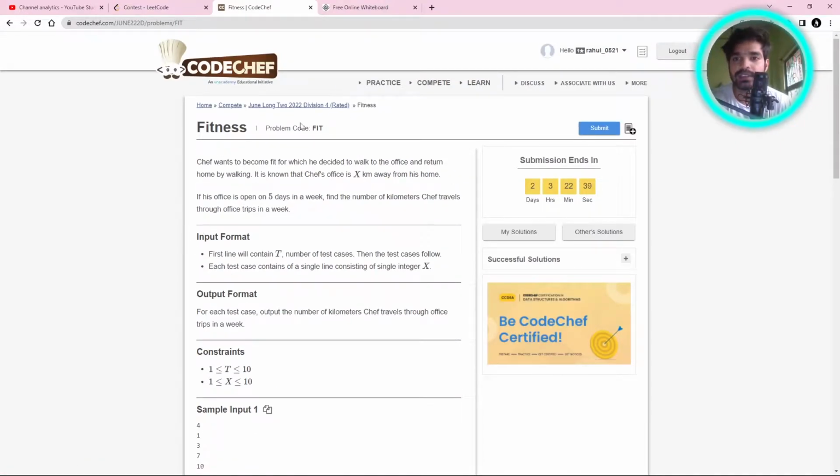Okay, so this is the question, its name is Fit. There is a chef who wants to become fit, so he has decided to walk from his home to the office and return. It is known that the chef's office is X kilometers away from his home, and if his office is open 5 days in a week, find the number of kilometers the chef travels for the office trip in a week. Basically, they're asking for the total distance covered in a week, given that the chef's home and office are X kilometers apart.